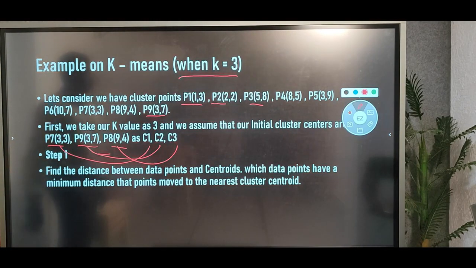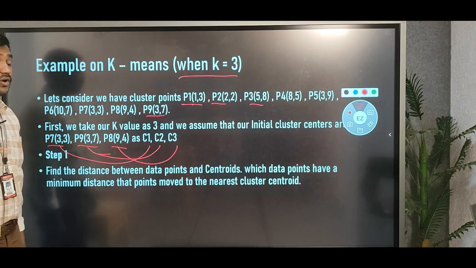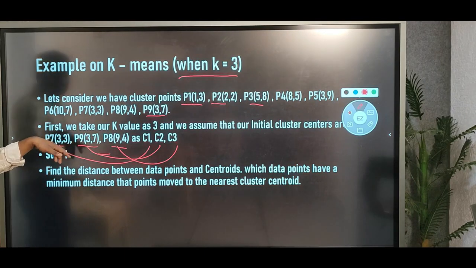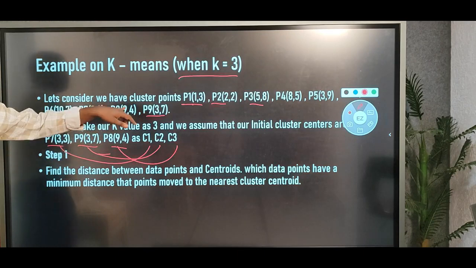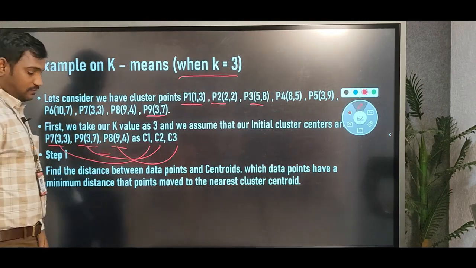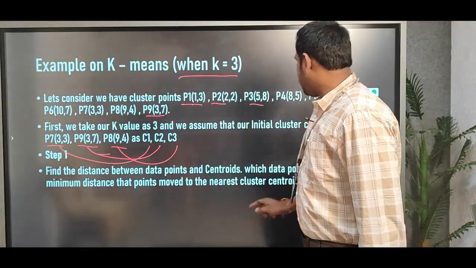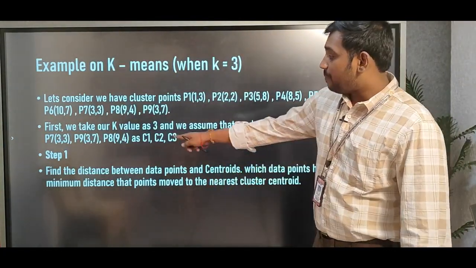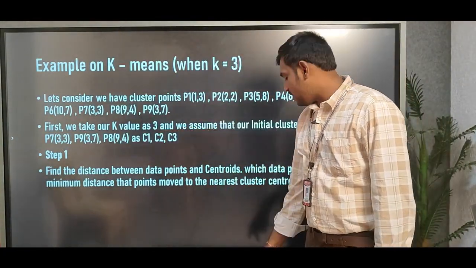So step 1, find the distance between the data points and the centroids, to find which data points have minimum distance to which cluster. Which means you have to find the distance from P7 to P1, P7 to P2, P7 to P3, everything you have to calculate. For that, I have given a table for you. So these are the data points. I picked P7, P9, P8 as random data points.